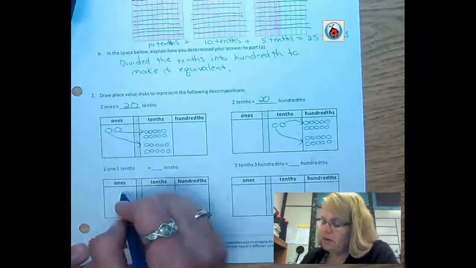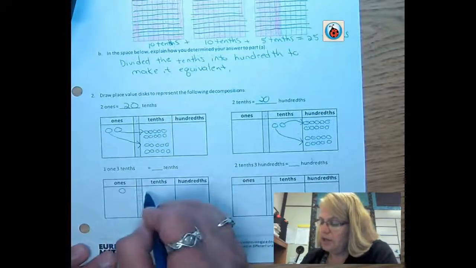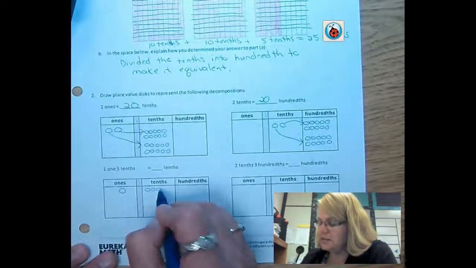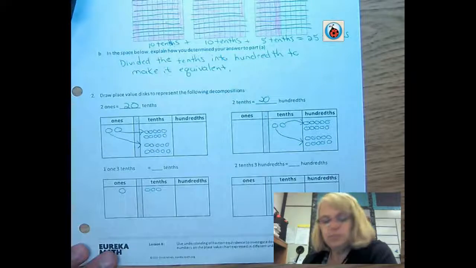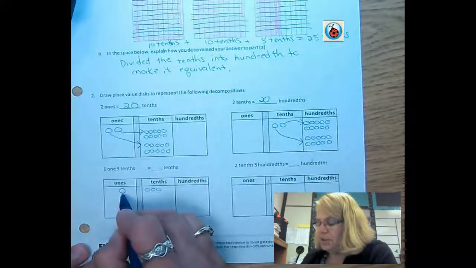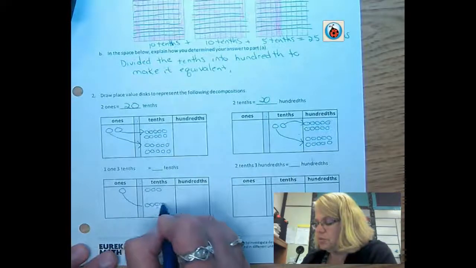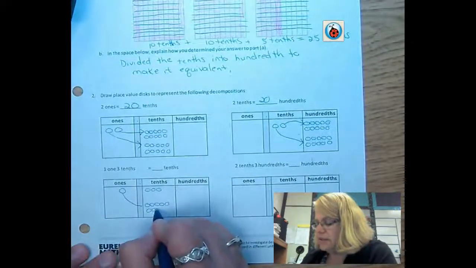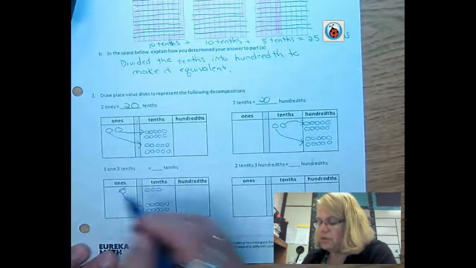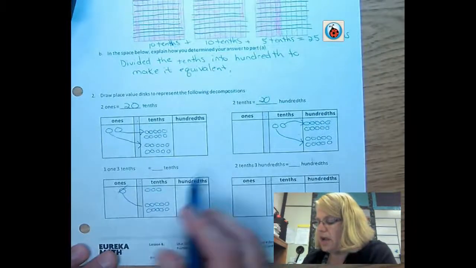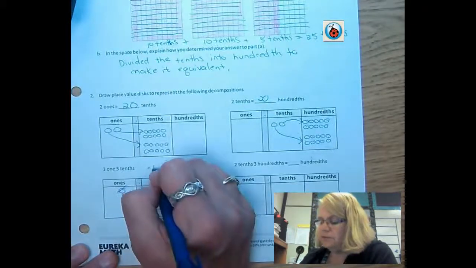Okay. Now, I have 1 and 3/10, and I need to make it into tenths. So I'm going to take this 1 and I'm going to scoot it over, and I'm going to make 1, 2, 3, 4, 5, 6, 7, 8, 9, 10. That one's no longer there. How many tenths do I have? 13. I have 13 tenths.